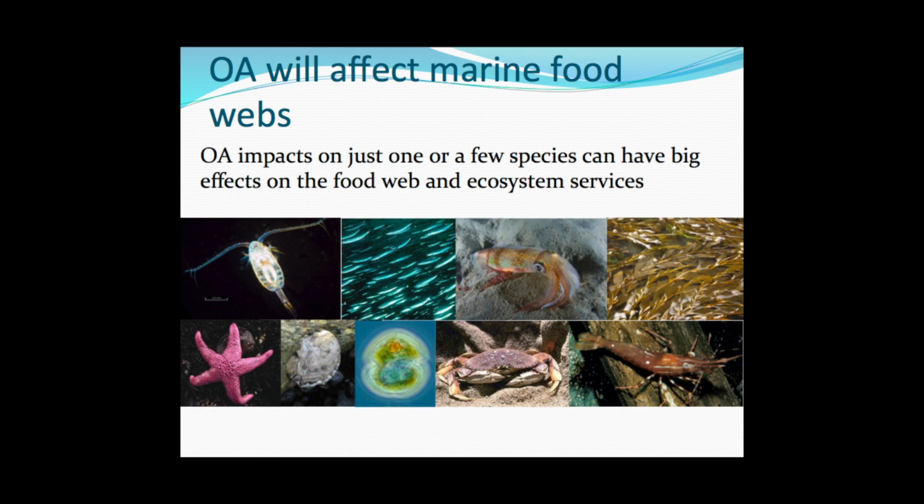And then this is a really important point. Ocean acidification's impact on just one or a few species can have big effects on the food web and ecosystem services. What does that mean? Well, it means that not all species in a food web have to be impacted by acidification for the community to change. If you have a change in a keystone species, that can ripple through the food web in big ways. And so when some people talk about acidification who don't necessarily agree with the concepts and the implications that people are finding with data, they say, well, this species is not affected, so this community will not be affected. You can't make that generalization.